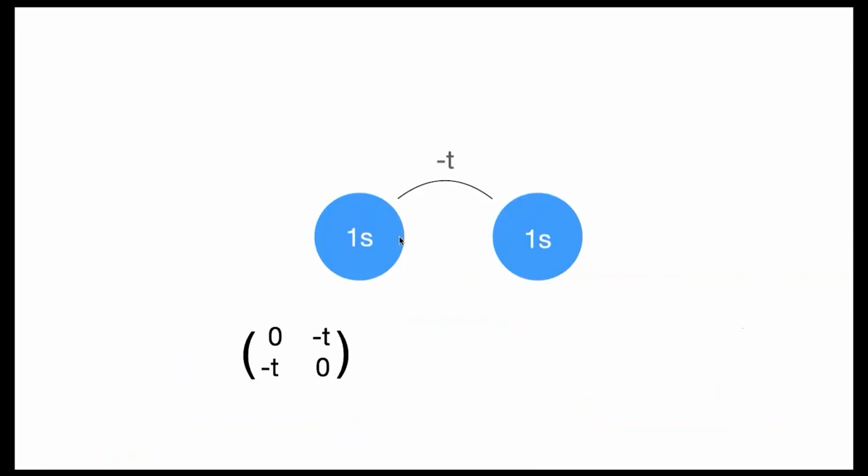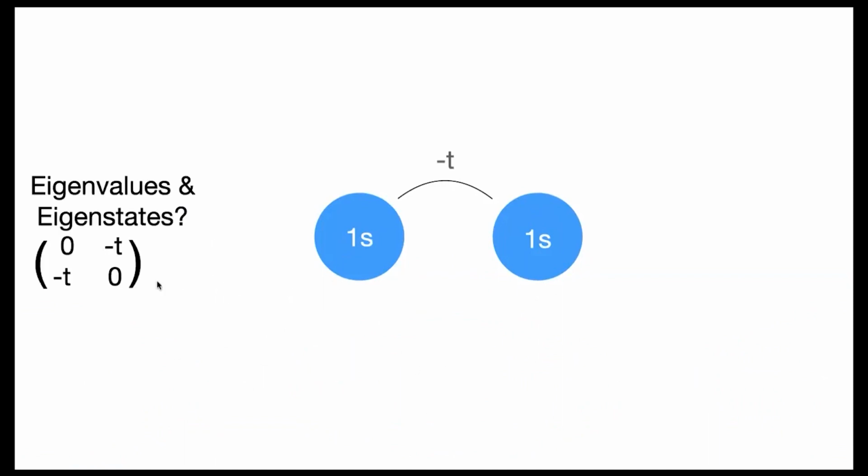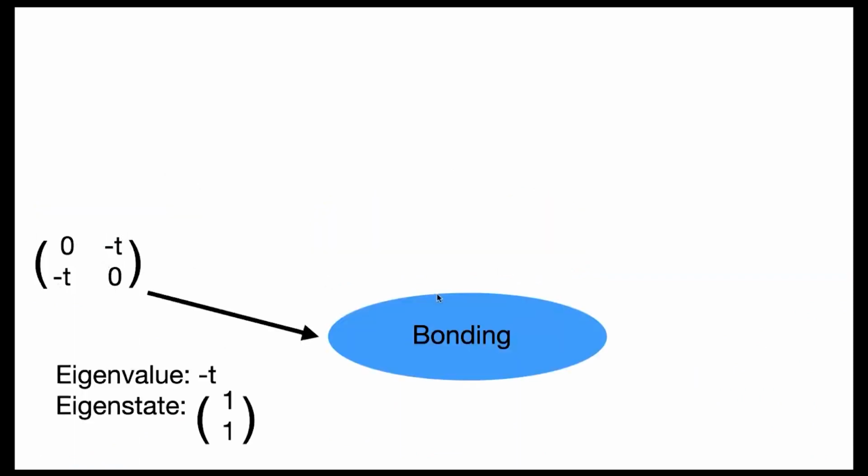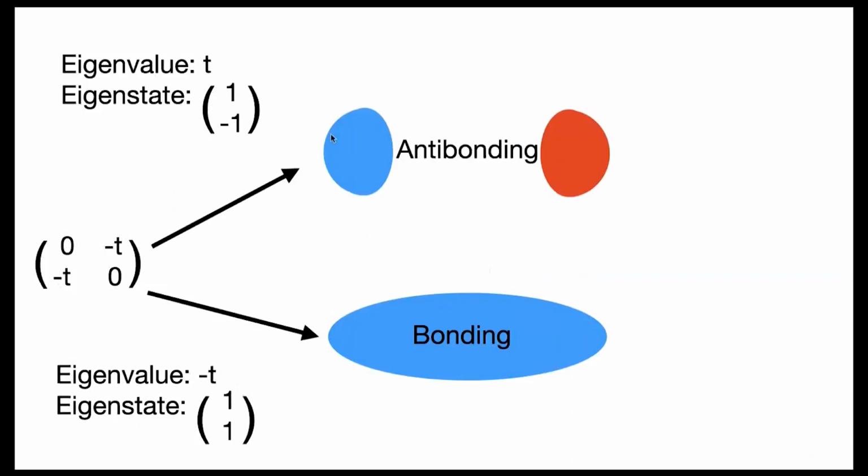So you have, say, 1s orbitals, you have these two hydrogen atoms together, you have some hopping t in between them. So set the on-site energies of these orbitals to 0. I have some intersite hopping, and then we have this matrix, and we have a bonding state. So that's the occupied state. That's what keeps the hydrogen atoms bonded. It has a negative eigenvalue, which is what stabilizes the hydrogen molecule. So you have this eigenstate that's (1, 1). You also have a positive eigenvalue, and this corresponds to the antibonding orbital.